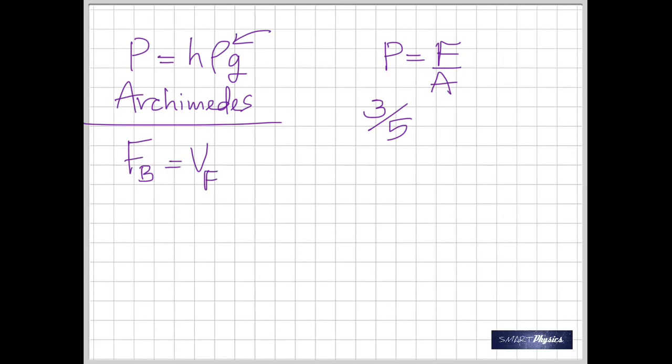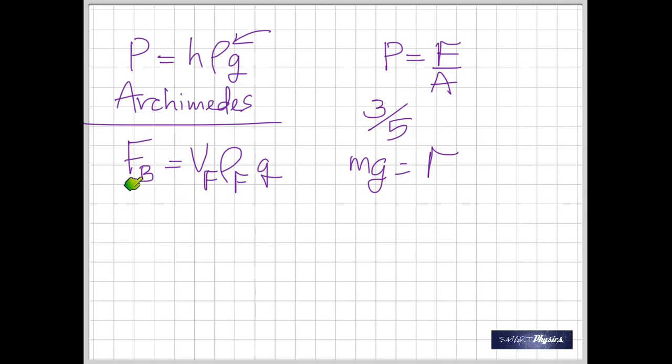Buoyant force, or the upthrust, is equal to, can anybody help me out on that? Buoyant force is equal to what? So the water displaced, isn't it? It's the weight of water displaced. And the weight of water displaced would be its volume times density times g. Okay, I'm talking about this.